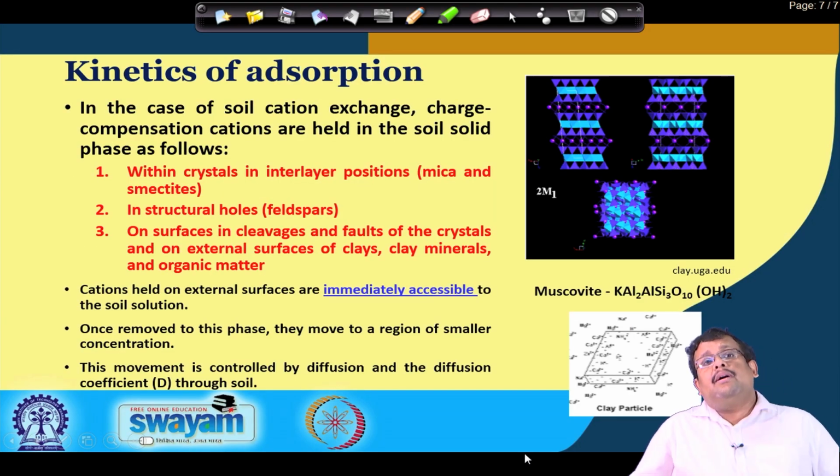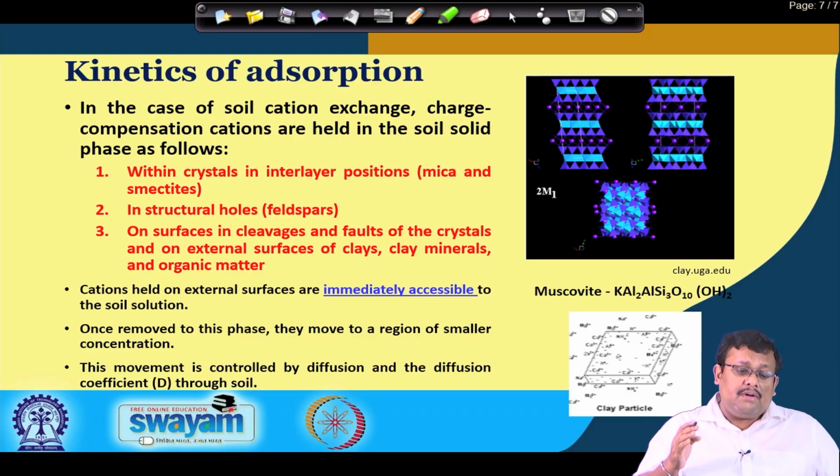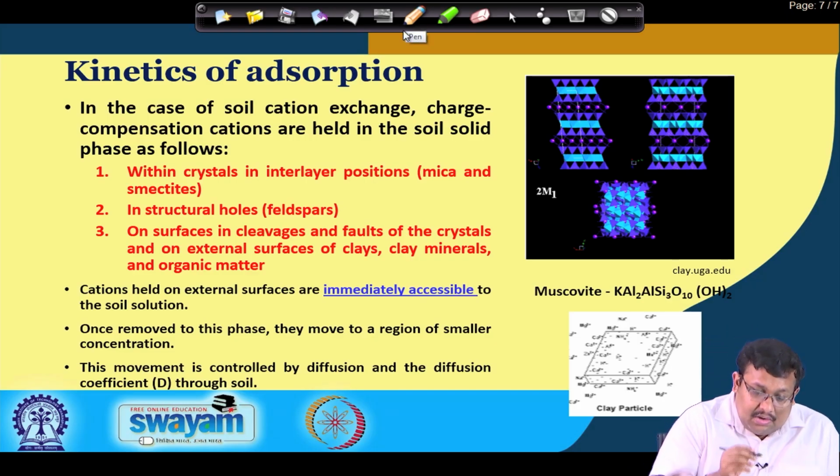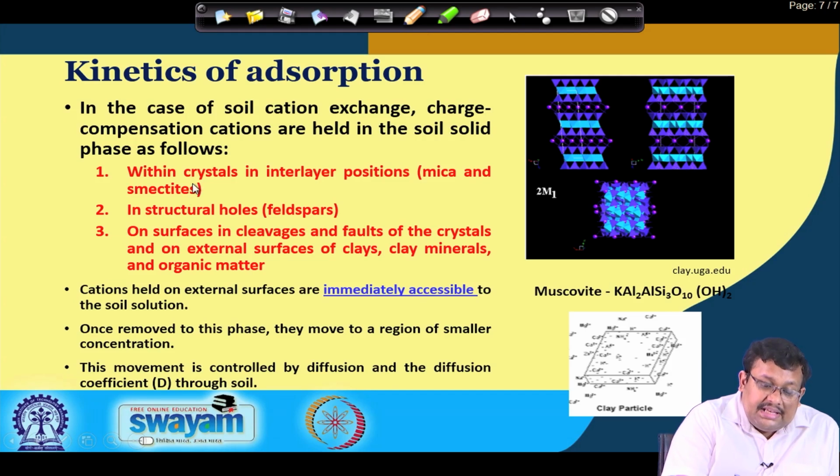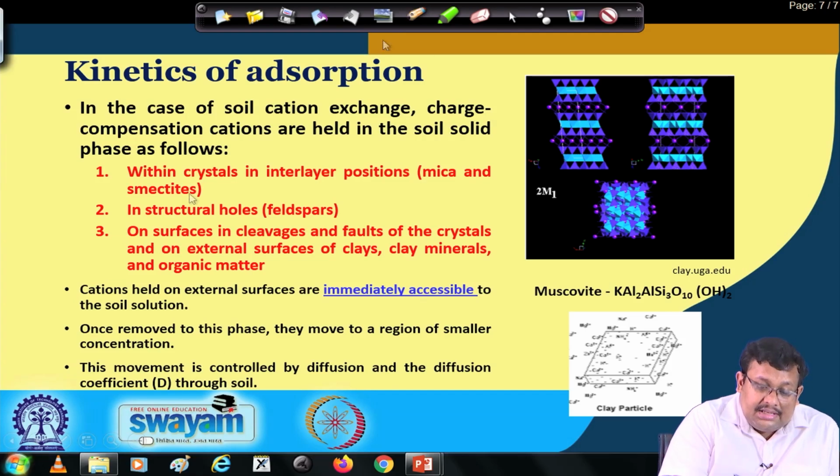Now, if we talk about the kinetics of the adsorption in the case of soil cation exchange, charge compensation cations are held in solid phases basically in three fashions. One is within crystals in interlayer positions, for example, mica and smectite.